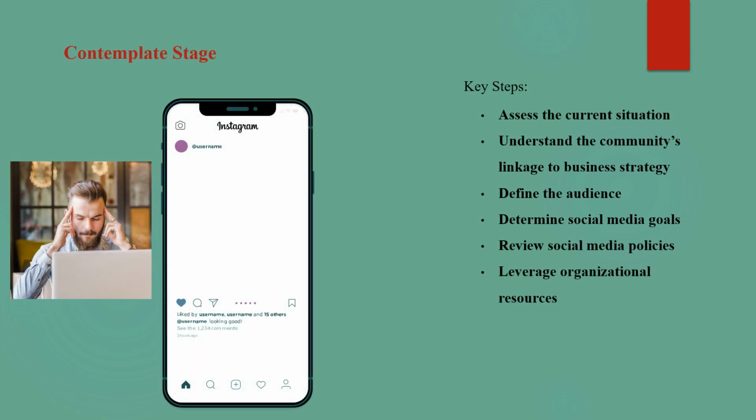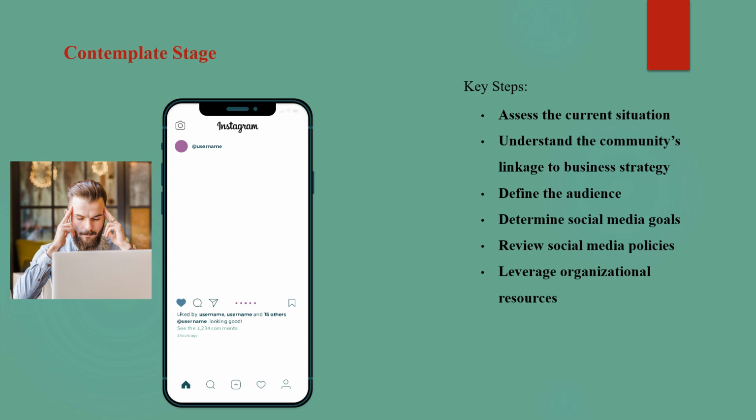The next stage is the contemplate stage, which focuses on a successful social media strategy. In this phase, the organization conducts a thorough assessment of its current social media effort, evaluating their effectiveness, and identifying areas for improvement. The next step is to understand how social media community supports the overall business strategy, ensuring alignment with broader company objective. Defining the audience is critical as well.